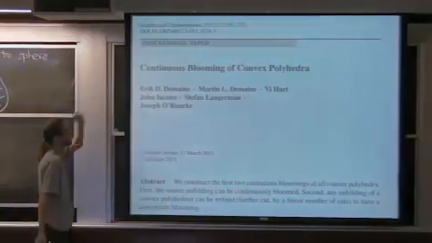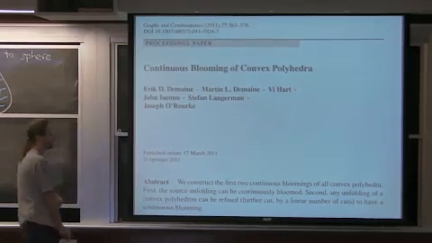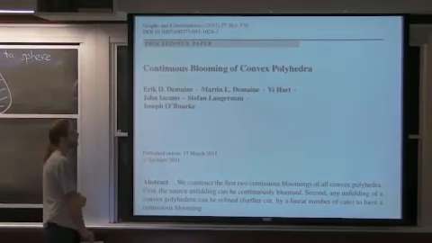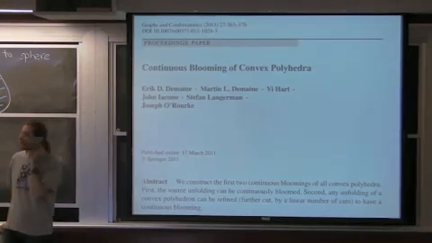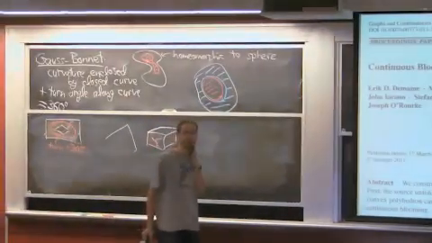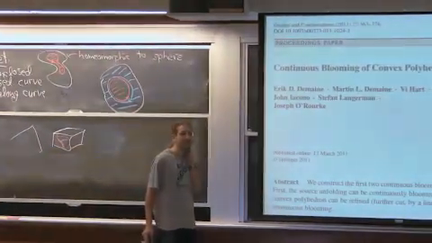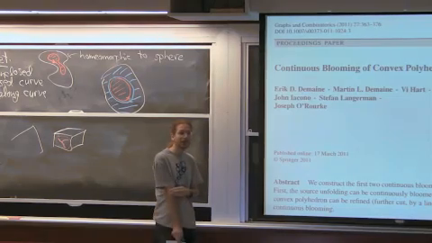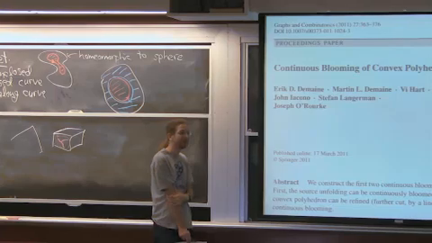This is the paper, a bunch of authors, continuous blooming of convex polyhedra. This problem was posed by Connolly, I believe, a bunch of years prior. It's still not known whether every unfolding continuously blooms. It could be that every non-overlapping unfolding of a convex polyhedron continuously blooms. I would guess the answer is it doesn't, but it's plausible.